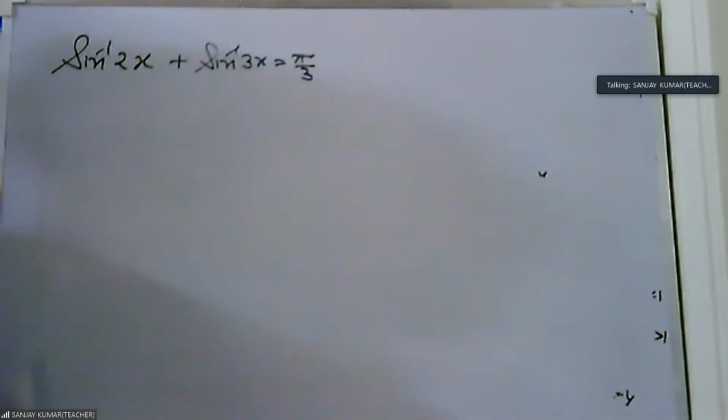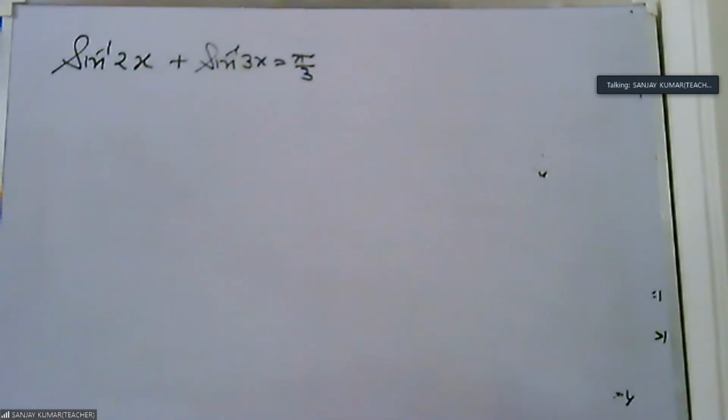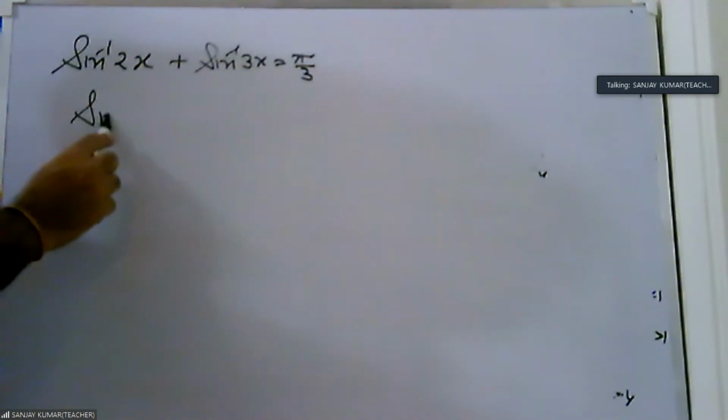We have two methods. In the one method we can let sine inverse 2x be A, sine inverse 3x be B, then find the values of A and B, and then sin of A plus B. That is a bigger method. And the problem is that if you have two here, that method cannot be used. So what we do here, we take one sine inverse to the second side.